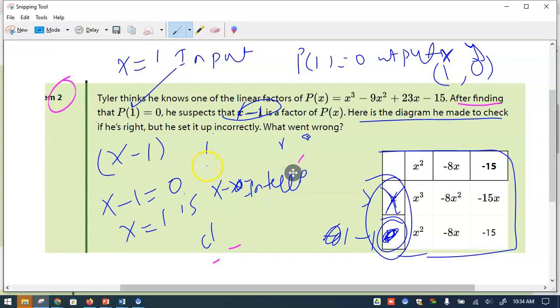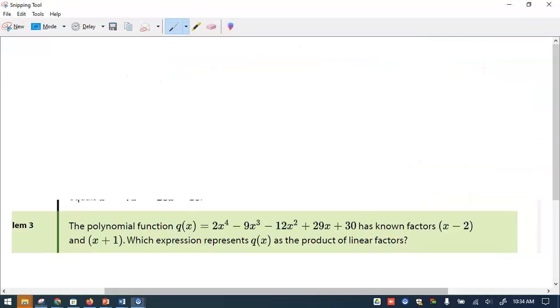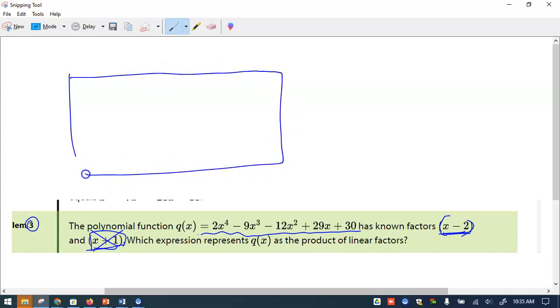Let's go to the third part. This is problem number 3. Now they gave us a quartic polynomial, and one of the factors, of course, they give us two factors, x minus 2 and x plus 1. I will stop and do this one first. So let's make a box, a little longer box, and two terms.